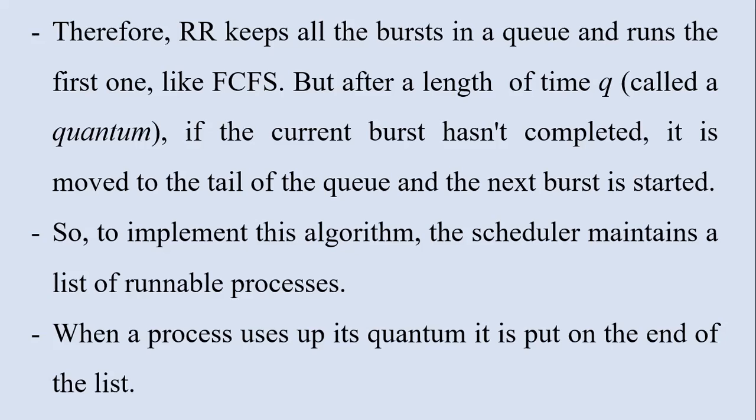Therefore, round-robin keeps all the bursts in a queue and runs the first one like first come, first served. But after a length of time, Q, called a quantum, if the current burst hasn't completed, it is moved to the tail of the queue and the next burst is started. So to implement this algorithm, the scheduler maintains a list of runnable processes. When a process uses up its quantum, it is put on the end of the list.